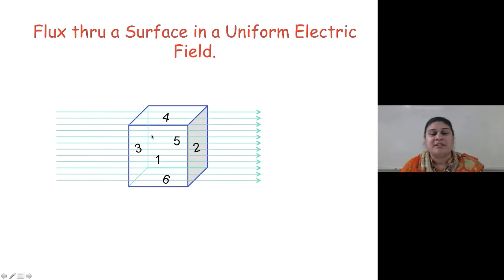Here, look at this picture. The electrical field lines go this way. So they go through surfaces 3 and 2, but they don't go through surfaces 4, 1, 5, or 6. Why? Because the number of lines crossing through is exactly the same, and the field is not perpendicular to the surface.